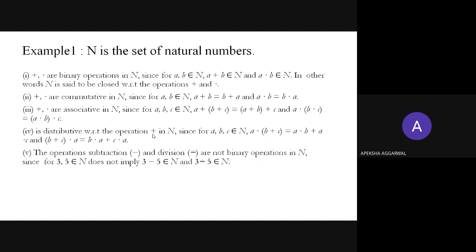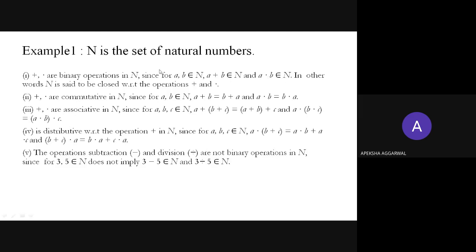Now, first example. Example 1. N is a set of natural numbers. Plus and dot are binary operations in N, since for A, B belonging to N, A plus B also belongs to N. This is called closure property, right? If you apply a binary operation and after applying it the result also belongs to the same set, you will say closure. So plus operation and dot operation are both closed under N, the set of natural numbers, because A plus B will also belong to N and A dot B will also belong to N, right?